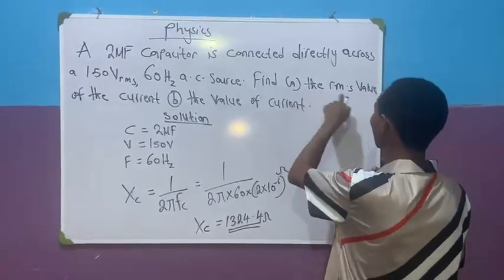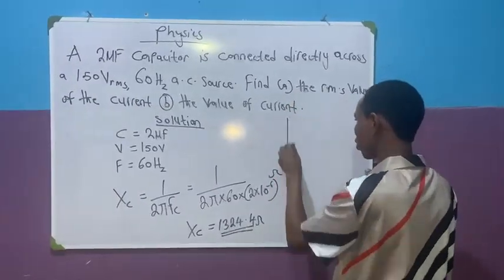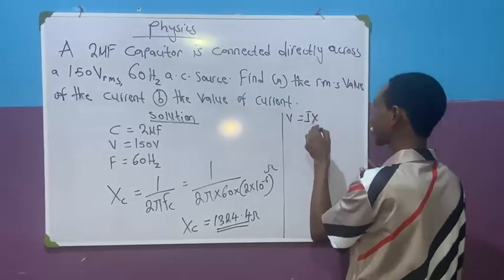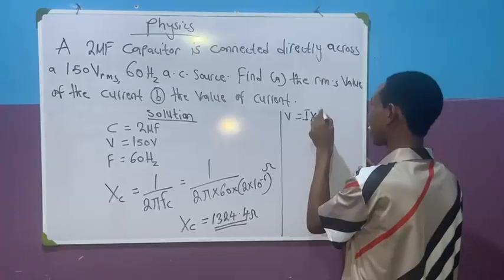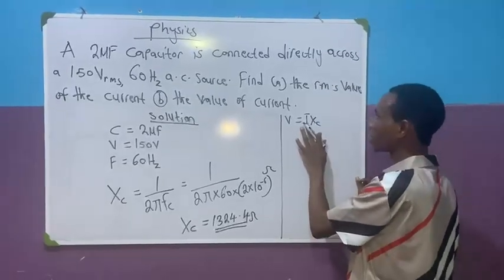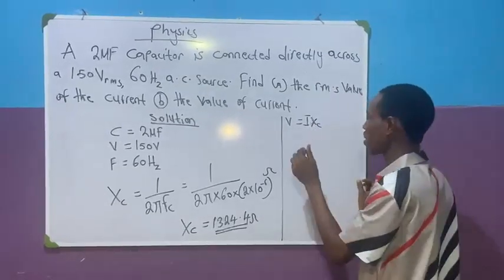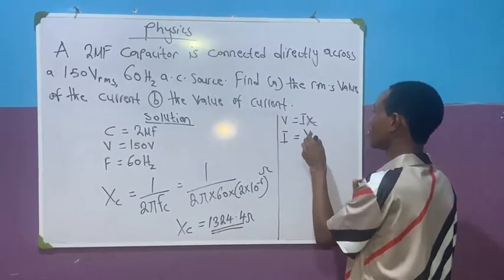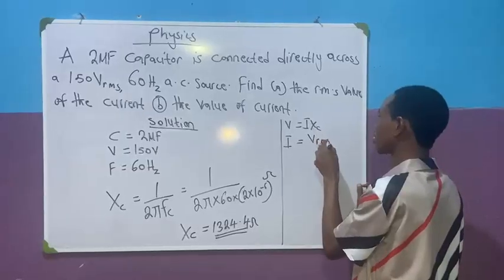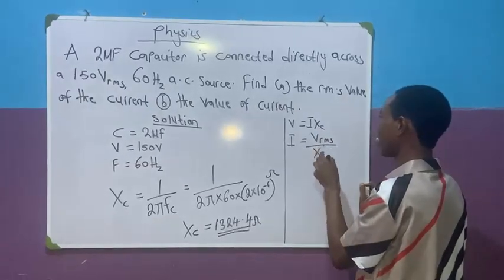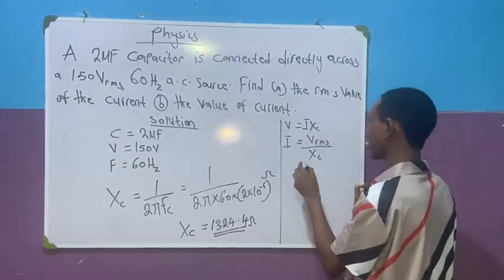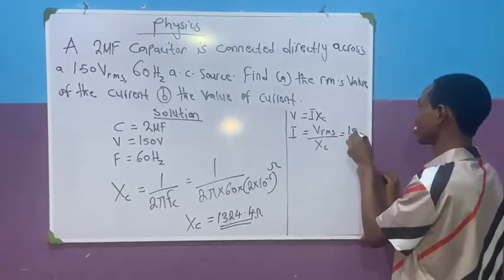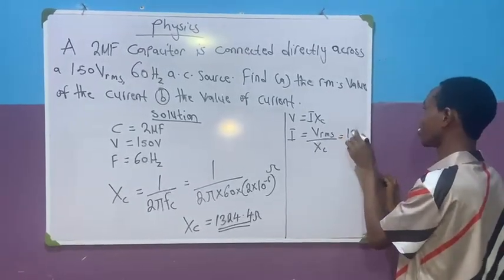But the question says the root mean square value of the current. So I'm going to have V equals I XC. I want to make I the subject of the formula. That becomes I equals V root mean square all over XC, which equals 150. So 150, let me write it correctly.